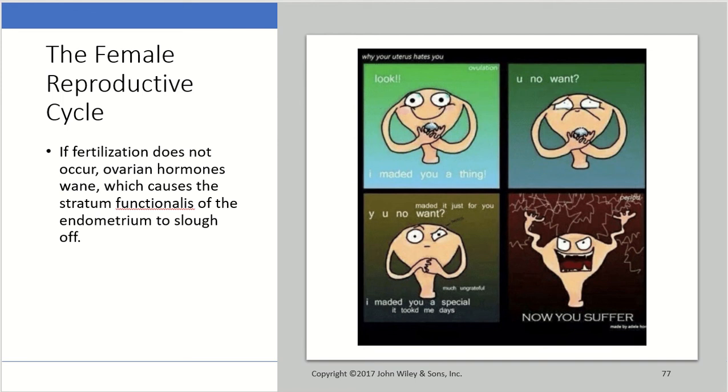So, looking at this female reproductive cycle, if fertilization does not occur, then ovarian hormones are going to wane, are going to decrease, and this is going to cause the stratum functionalis of that endometrium to slough off. This is going to be when you menstruate.